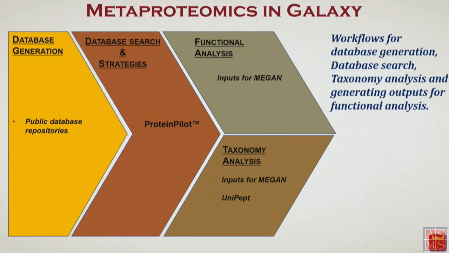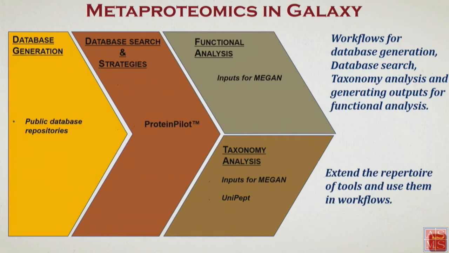For example, for database generation, we used public database repositories. There are a lot more options available. For database search, we used the SearchGUI software and Peptide Shaker. For functional analysis, we generated outputs which could be analyzed through MEGAN. And for taxonomy analysis, we used inputs for MEGAN as well as another tool called UniPept. So we wanted to extend this repertoire of tools and use them in workflows.